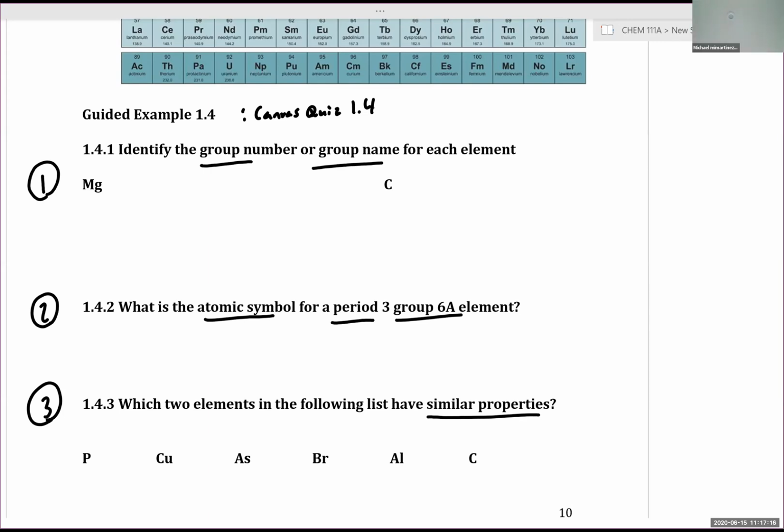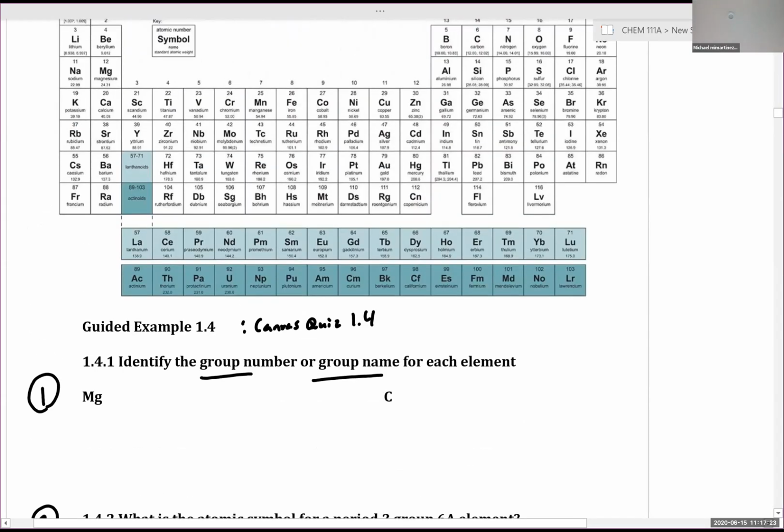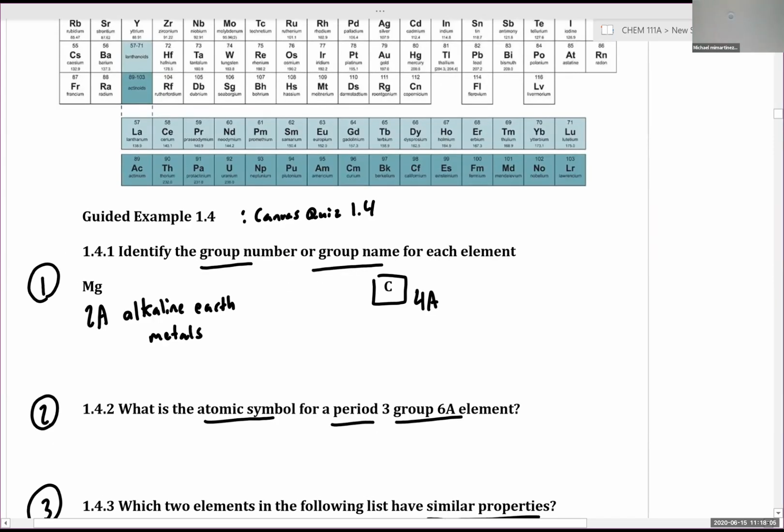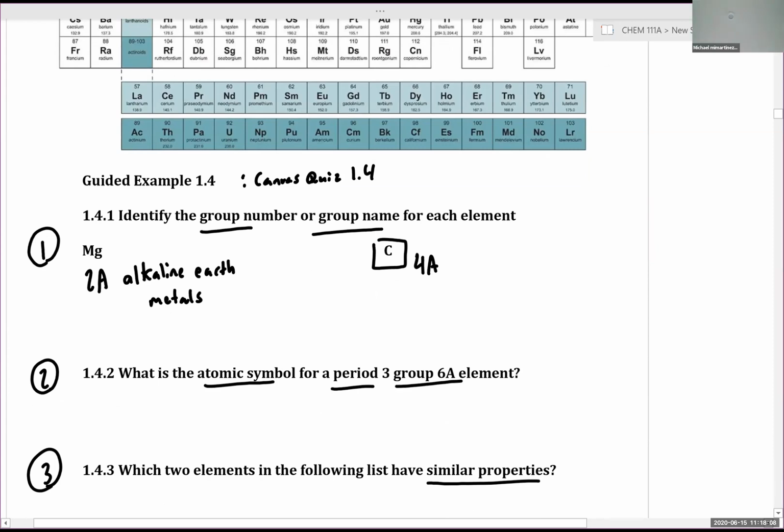So I see a lot of reasonable responses for the first question. So magnesium, if we go to the periodic table for magnesium, just one moment, we see that magnesium is in group 2A, and we call these elements the alkaline earth metals. Okay. Looking at carbon, it's a group 4A element. Let's spend some time working on parts 2 and 3, and we'll continue our discussion in about 1 to 2 minutes.